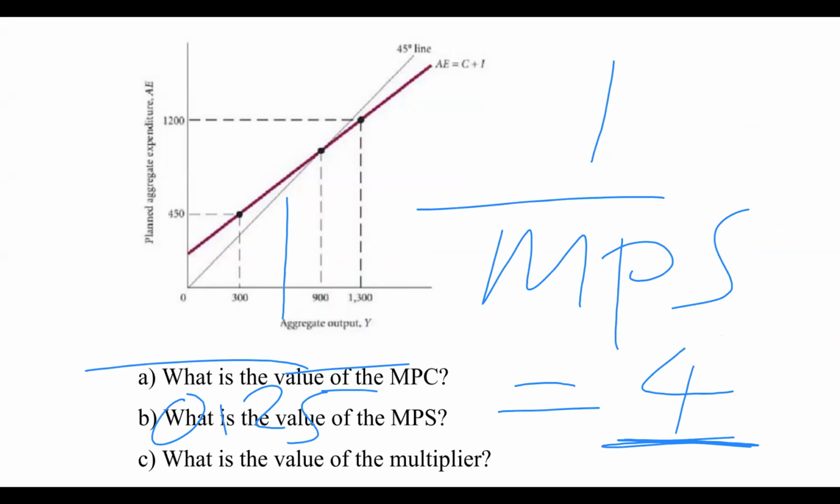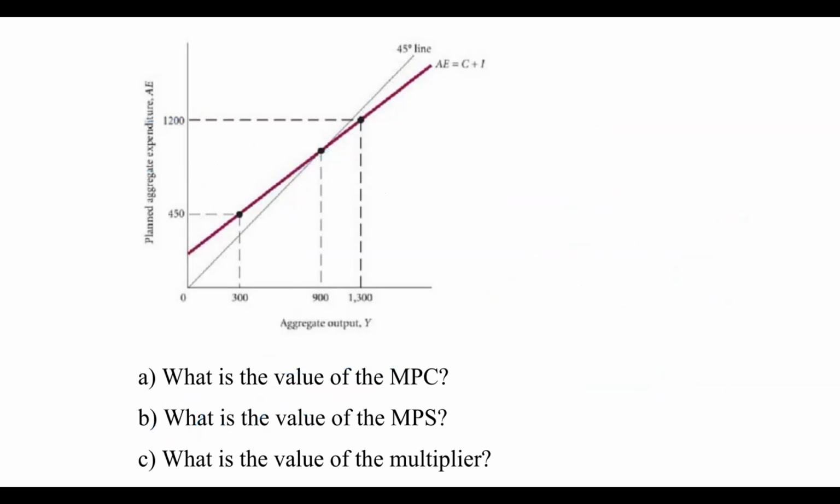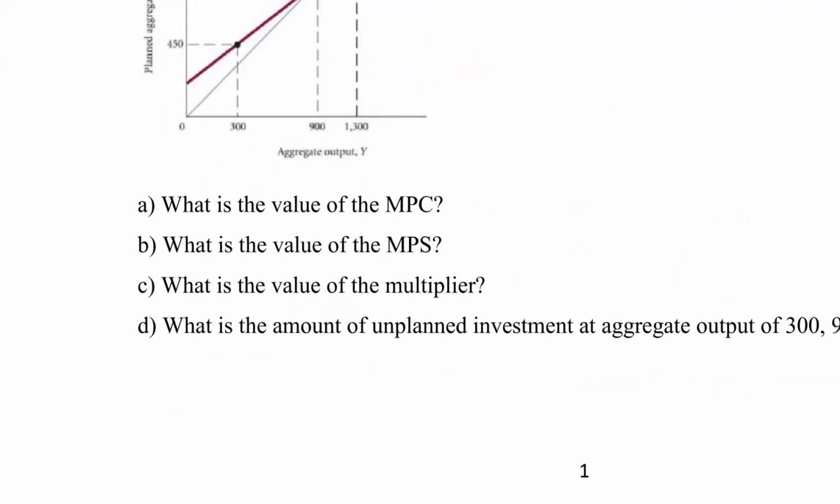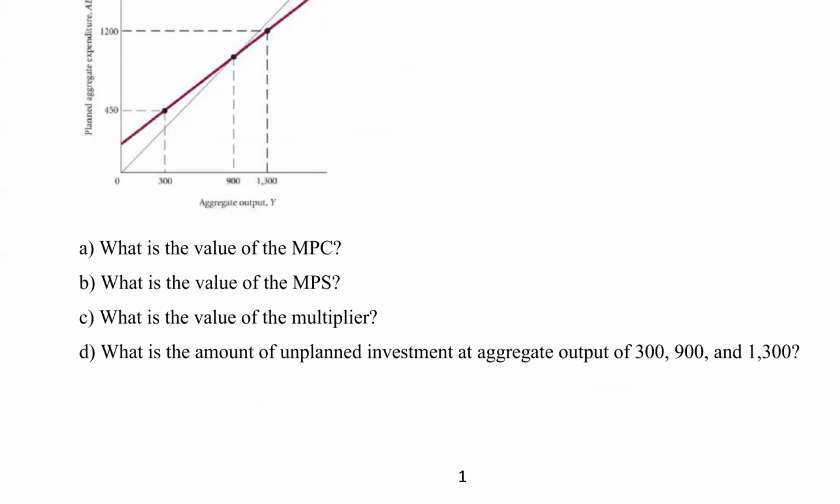The multiplier is 1 over MPS. Yes, that's what we said. It is 1 over 1 minus MPC. But 1 minus MPC is the MPS, right? So it's 4. So the multiplier is 4. Is that okay? The multiplier is 4.